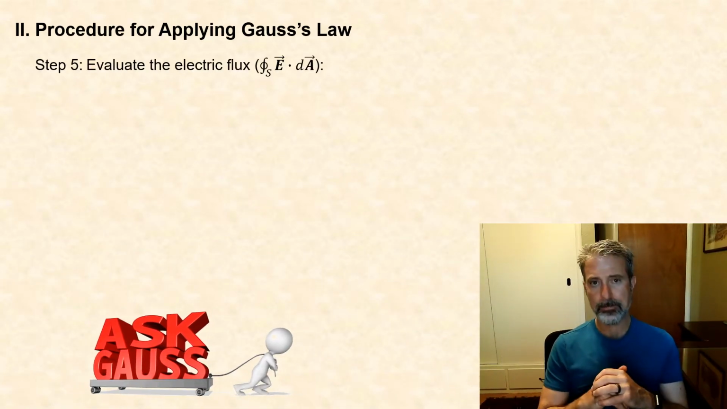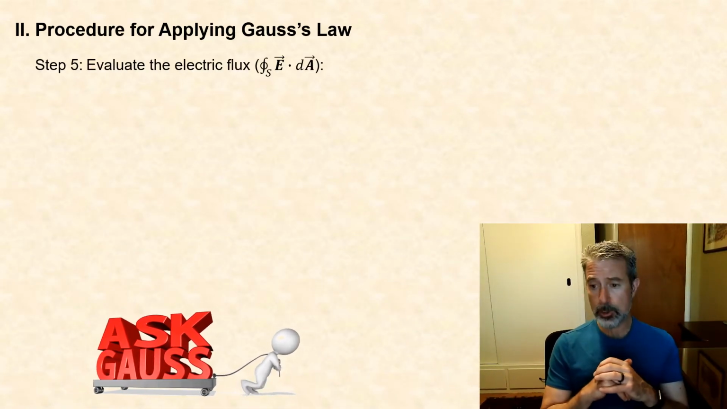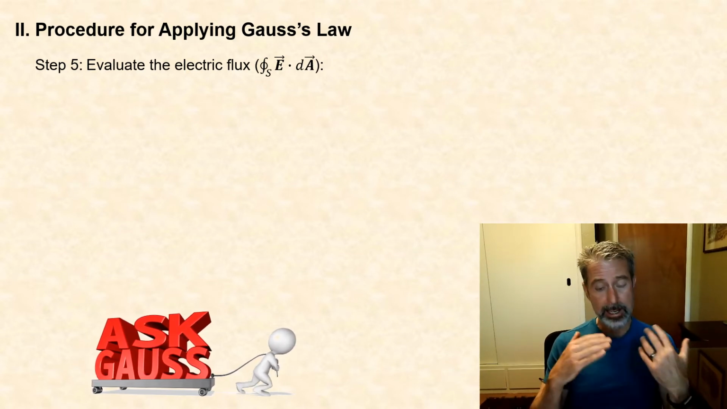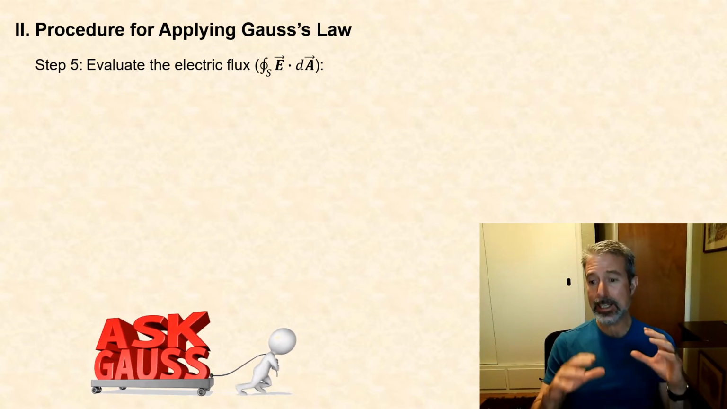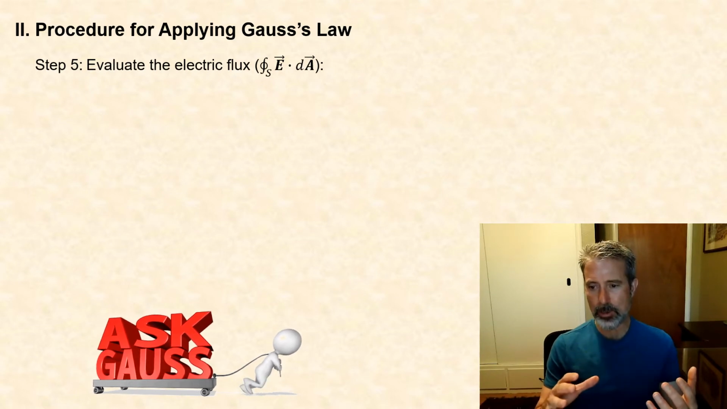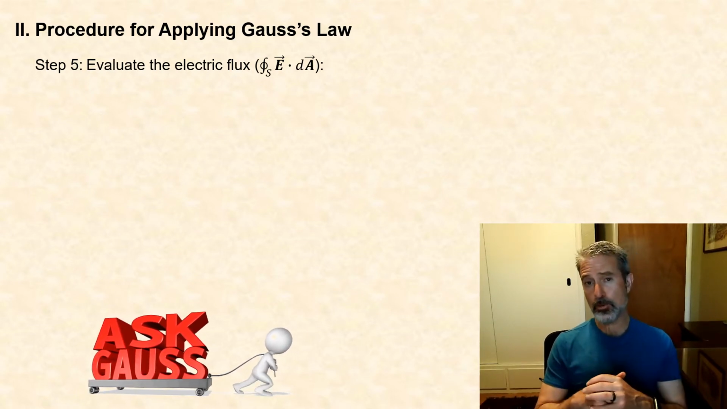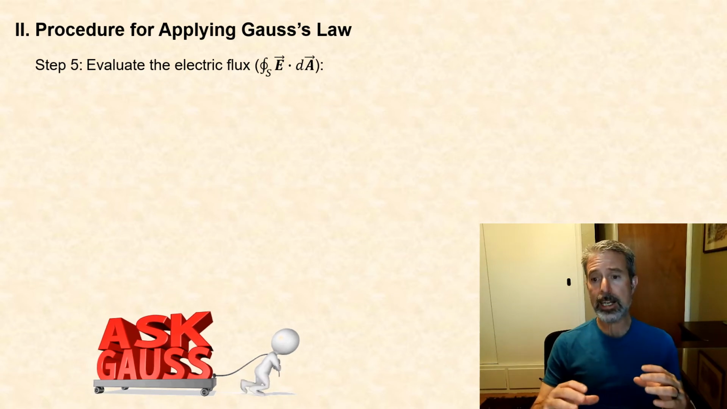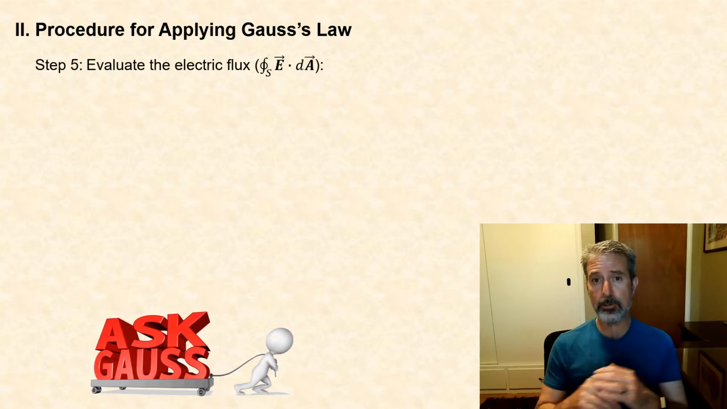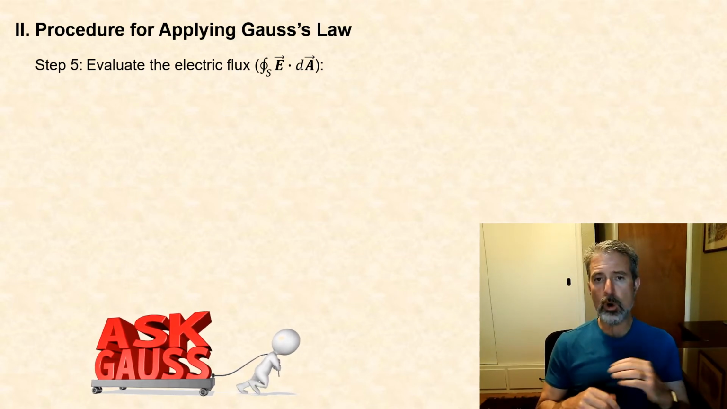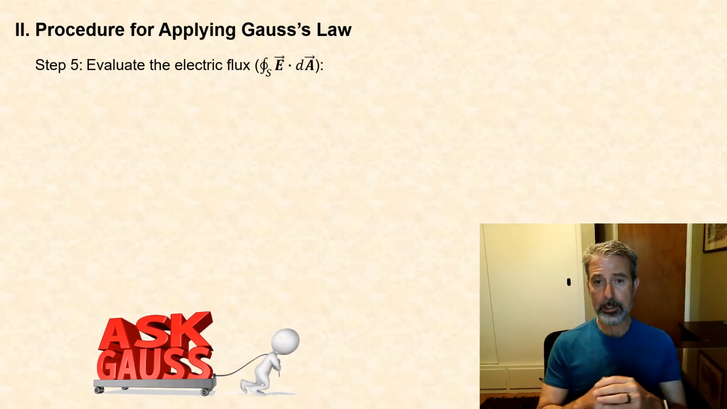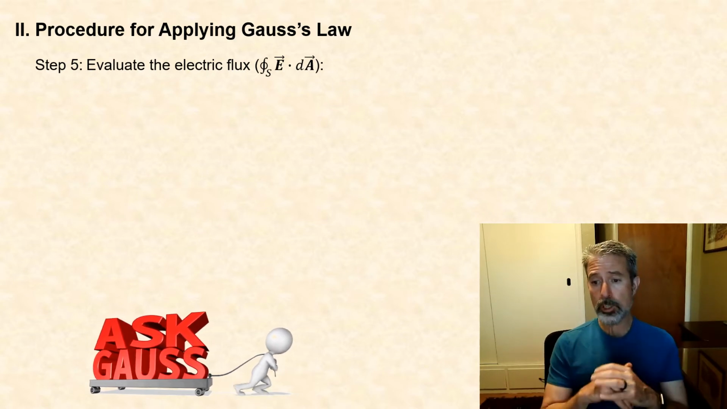So where are we at? Well, we've identified the symmetry of the charge distribution. We've drawn it on our piece of paper, and that symmetry dictates exactly what type of Gaussian surface we're going to use to match that symmetry. So we've drawn the Gaussian surface on the piece of paper so that it passes through the field point, the point where we're asked to find the field. And then we've drawn the direction of the electric field for each portion of the surface.